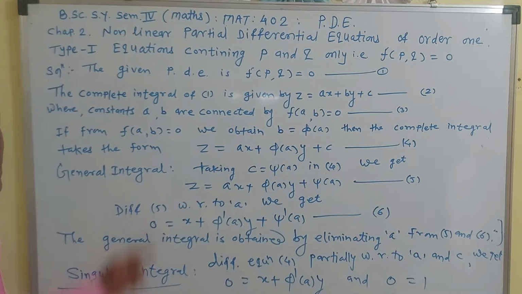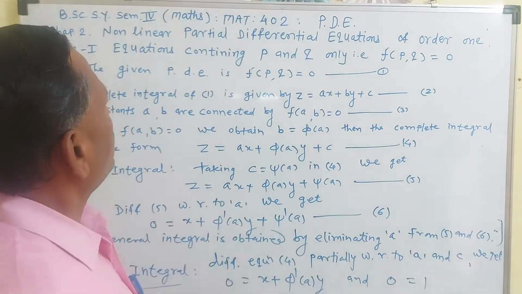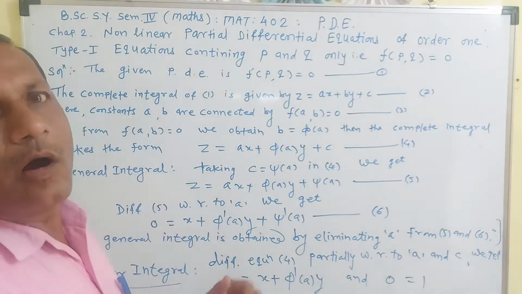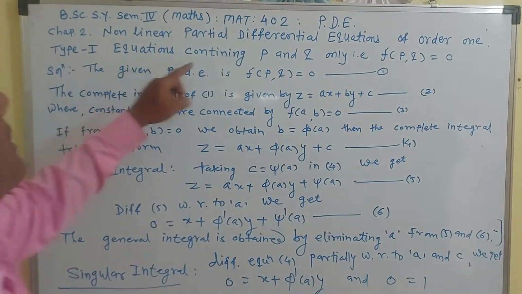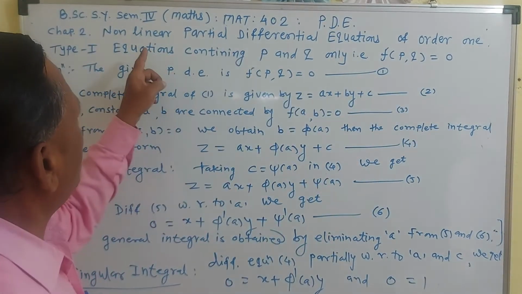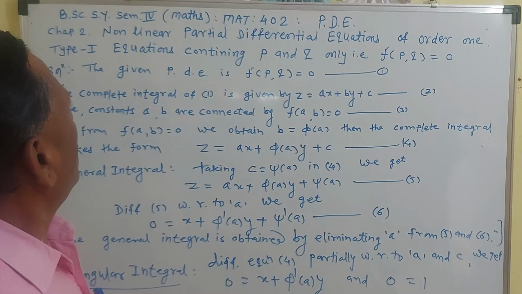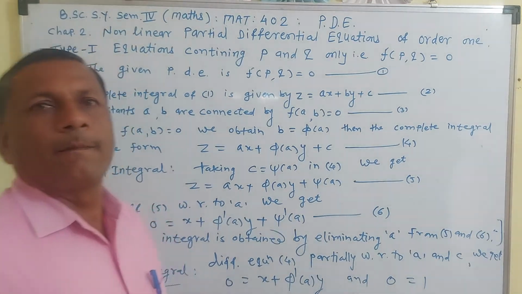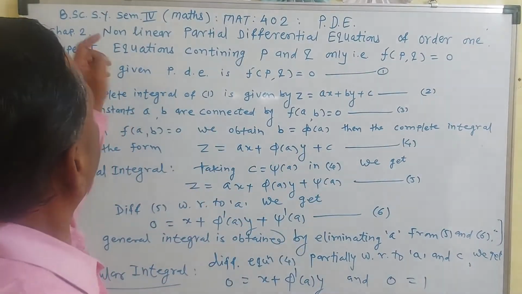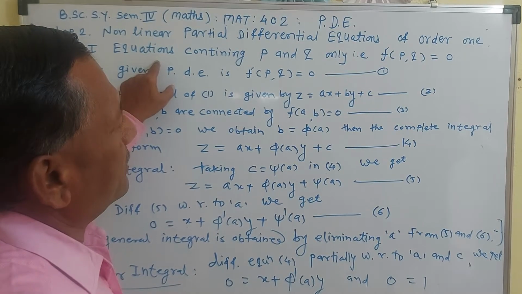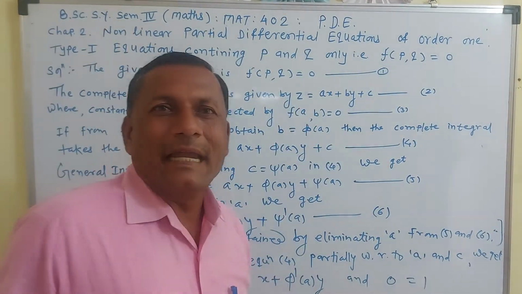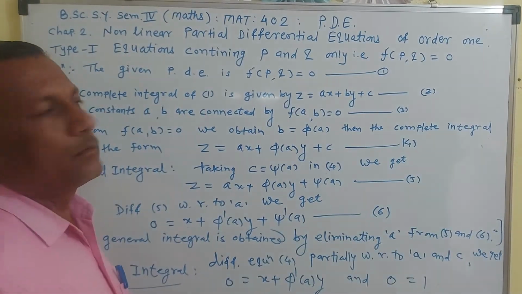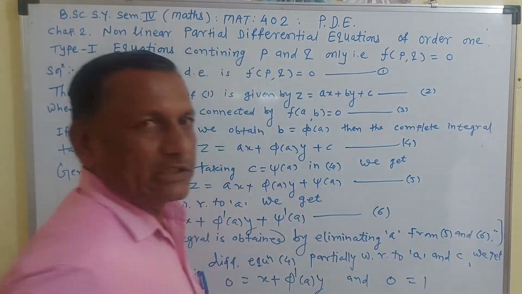Now the equation in which ∂z/∂x, that is p, and ∂z/∂y, that is q, occur other than the first degree, such equations are called the non-linear partial differential equation of order 1. In those equations, the general solution contains two arbitrary constants, and the particular integral is obtained by assigning values to the constants.